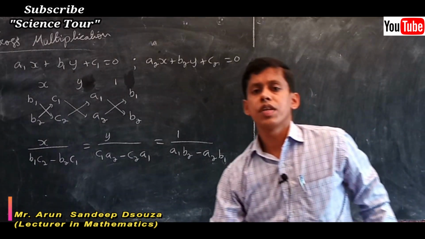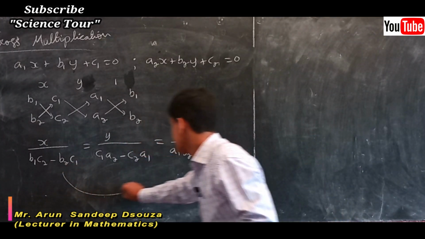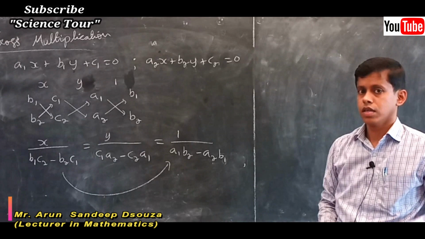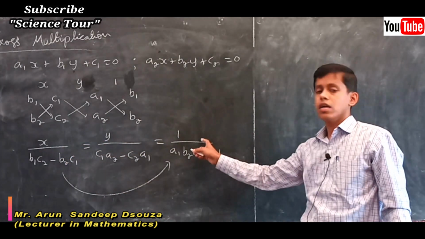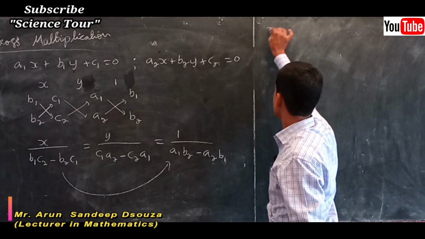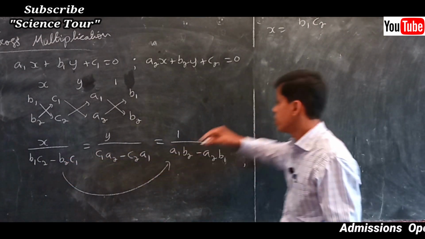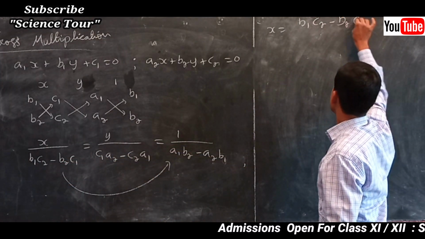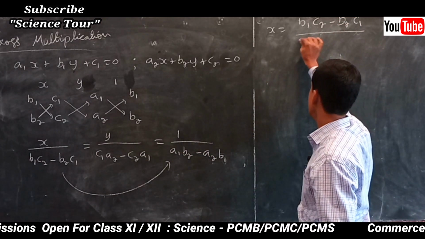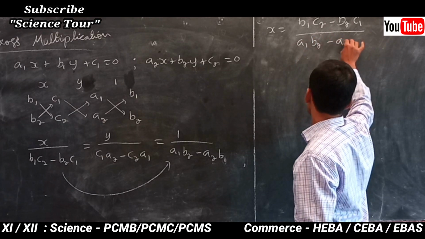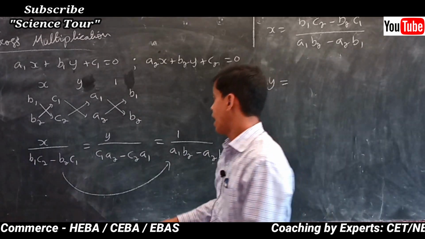Next, what we need to do is we need the values of x and y, no? So first you take these two things. Then we need x. So what happens to this when it comes to this side? It gets multiplied. So x is equal to b1 c2 minus b2 c1 divided by a1 b2 minus a2 b1. Similarly, what is y?